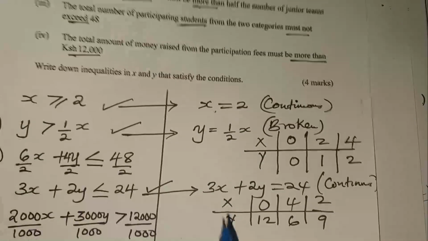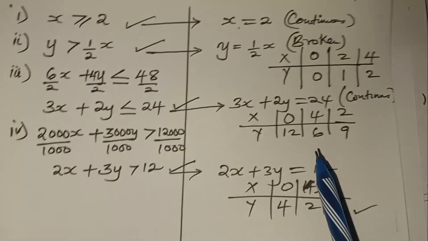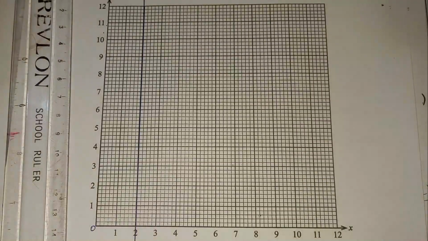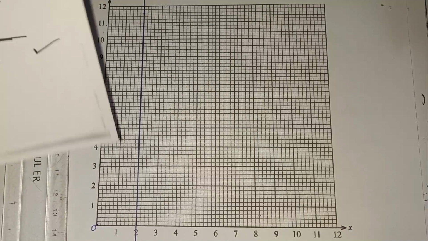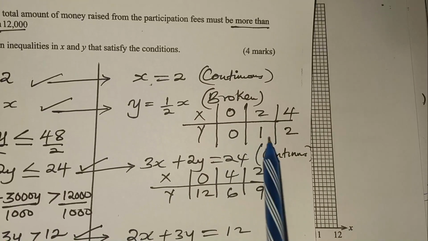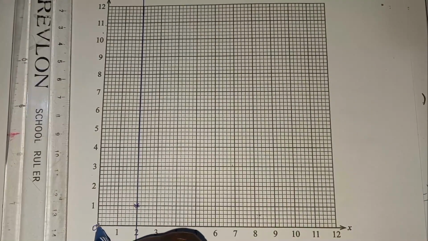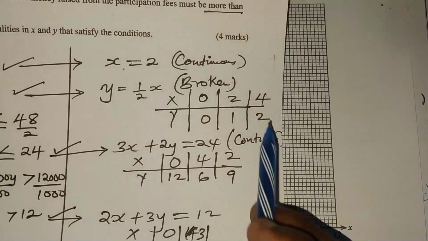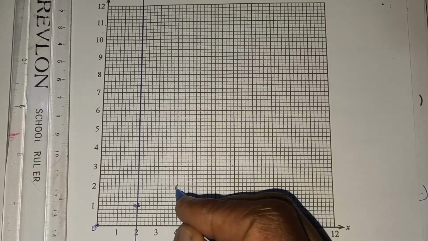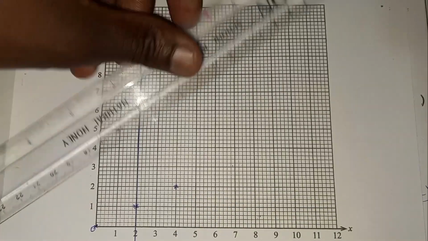The other one is y is equal to half x. So I'm going to plot these points. We have 0, 0. Then the other one is 2, 1. So 0, 0 and 2, 1 are there. And then 4, 2 is there.